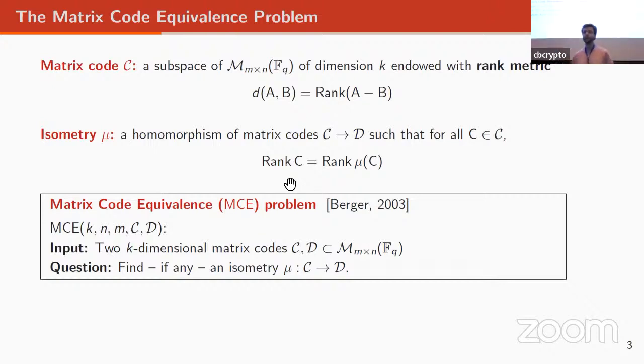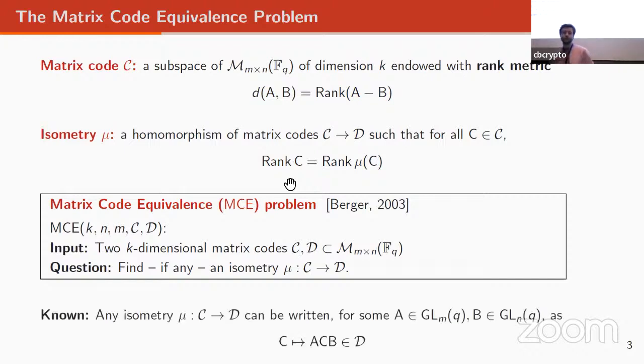This is a problem already posed in 2003, but we don't really know too much about the hardness of this problem. And that's the major part of our work, analyzing the hardness of this matrix code equivalence problem. And then if we have that, building crypto from it.